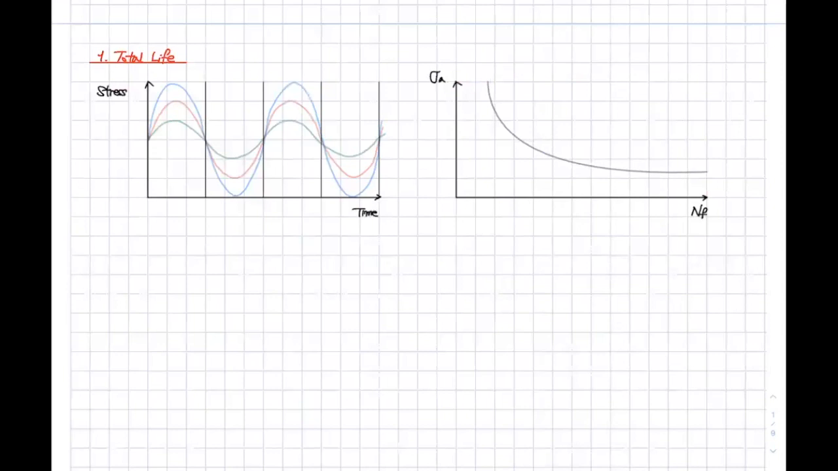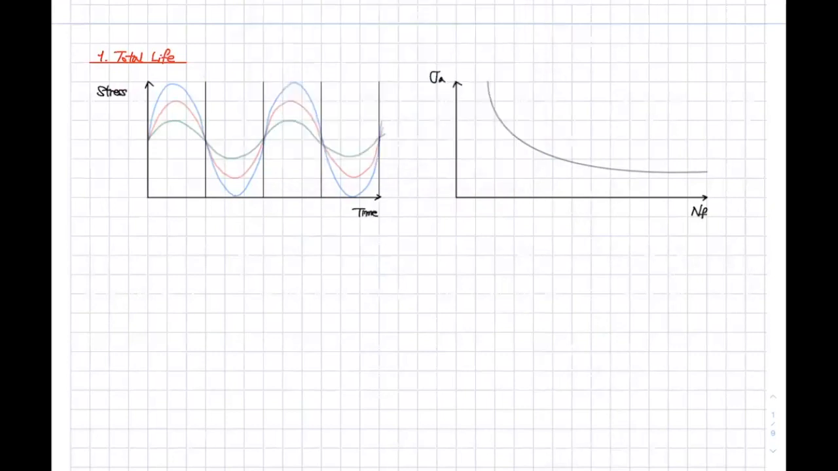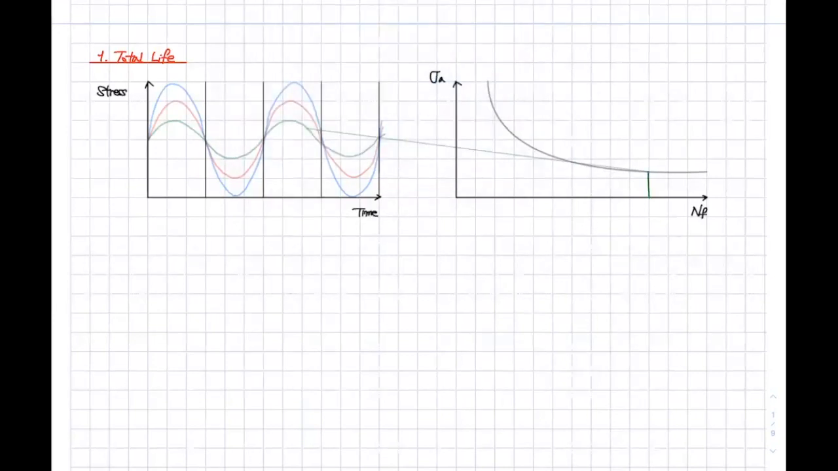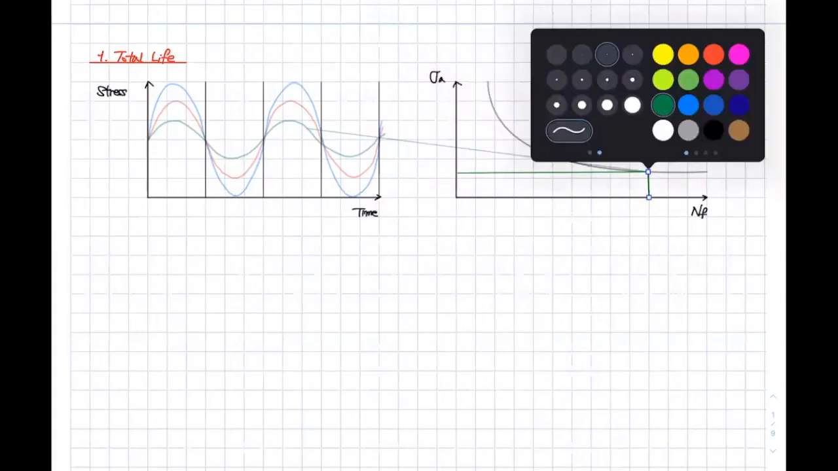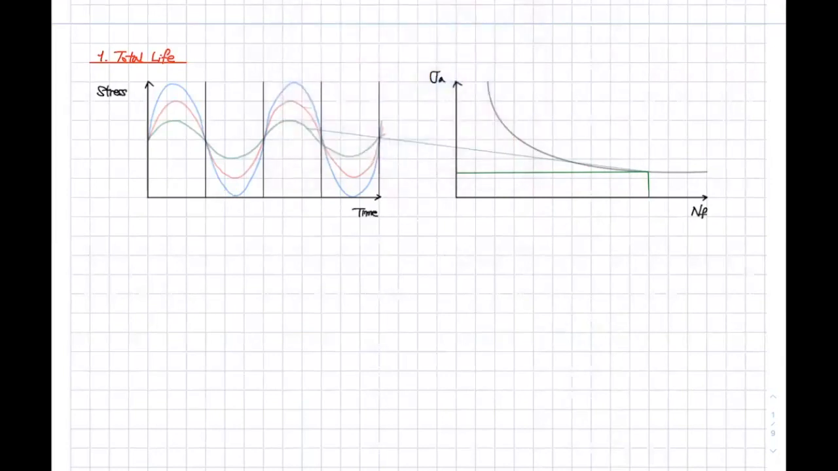This is more ideal. So when you have a very, very low amplitude of stress, which is the green one, maybe the number of cycles is very high. So maybe it's something like here, the green one's cycles. And this represents this amplitude because it's very low, correct? I will make it a little thinner. And the red one, maybe somewhere here.